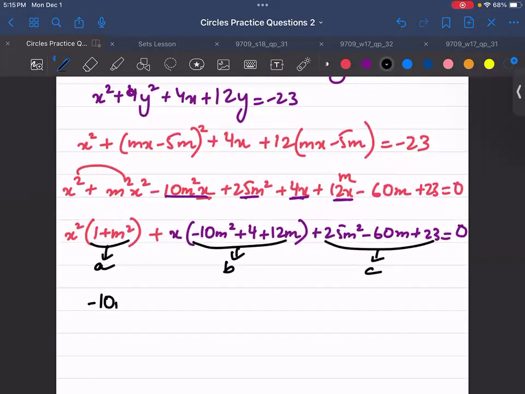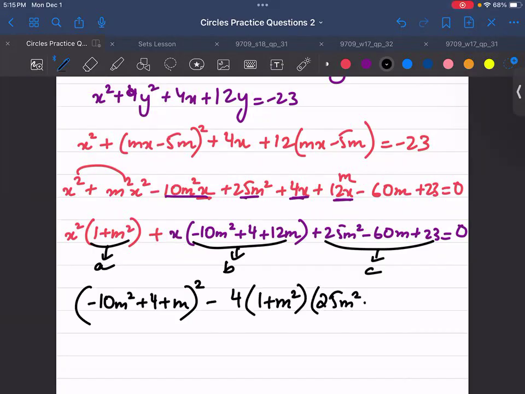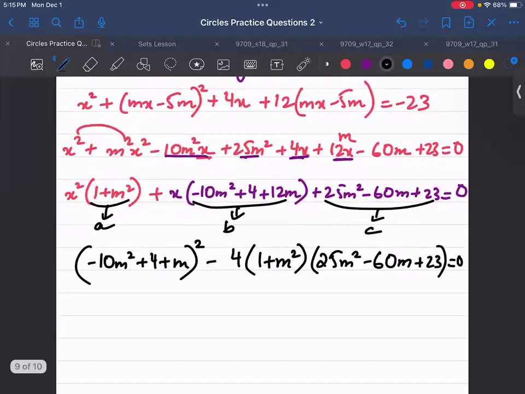Minus 10m squared plus 4. Guys, do check if I have done the working correctly. B squared minus 4. Check your working and see if we have done all the simplification correctly. Well, let's do it anyways. Who cares?